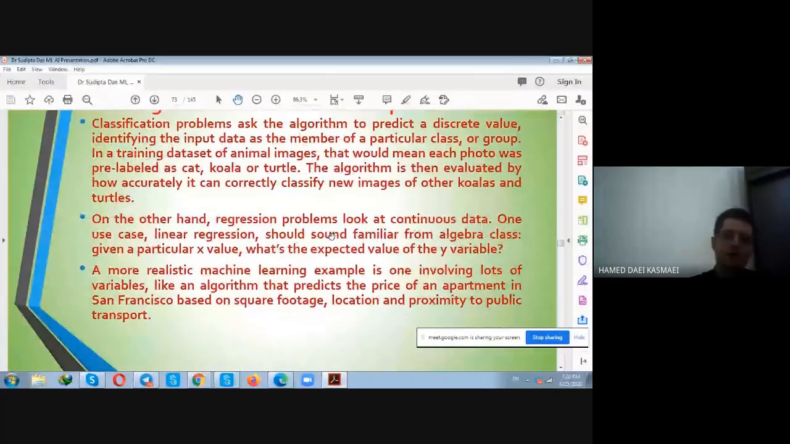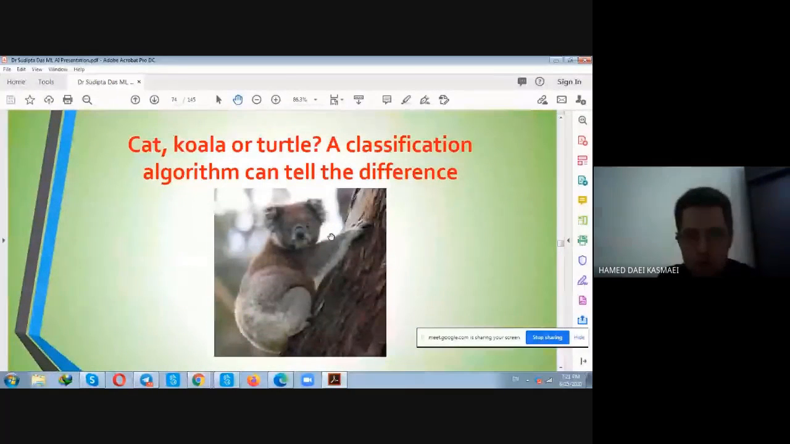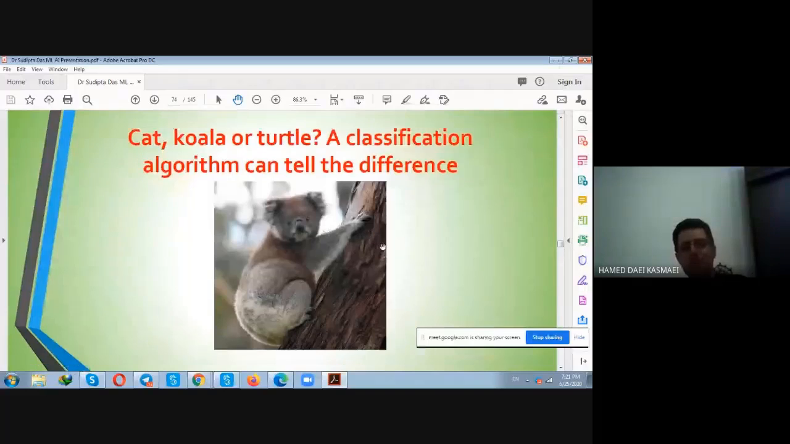Okay, about the cat, koala, or turtle, the classification algorithm can tell the difference. So based on the data that you have considered, you don't know whether your data will be a cat or koala or turtle. So based on this classification or training your data, you will have your result. For example, the output is a koala or turtle or a cat. Okay.